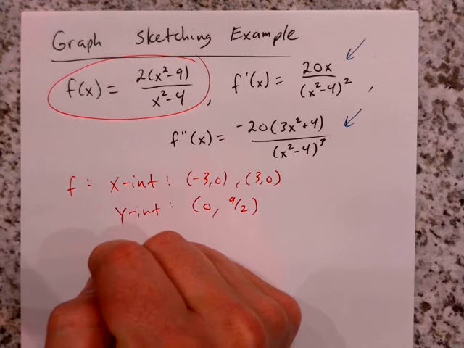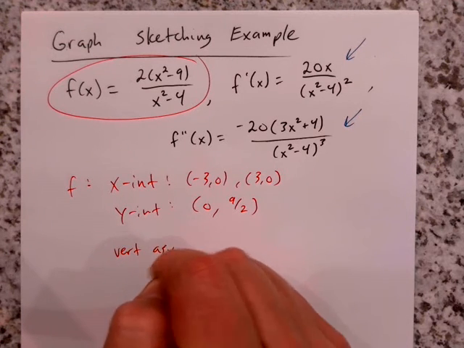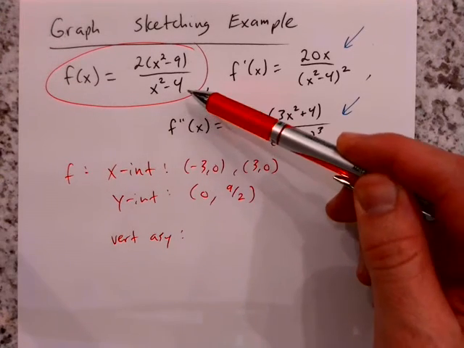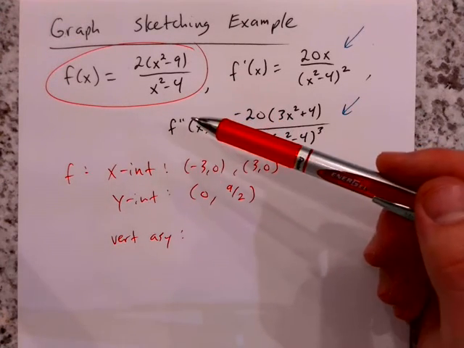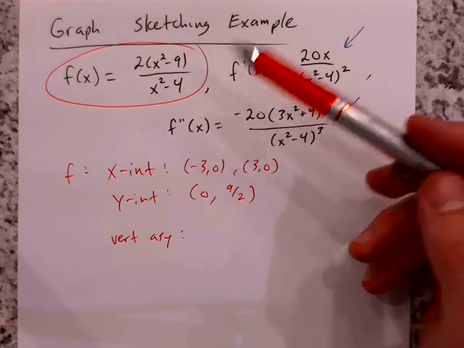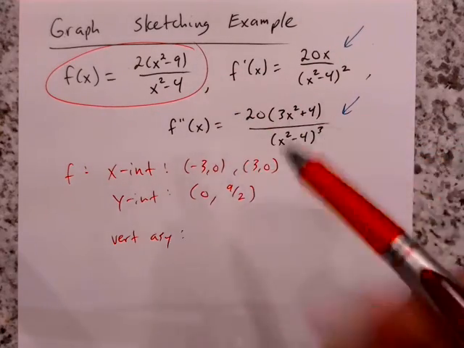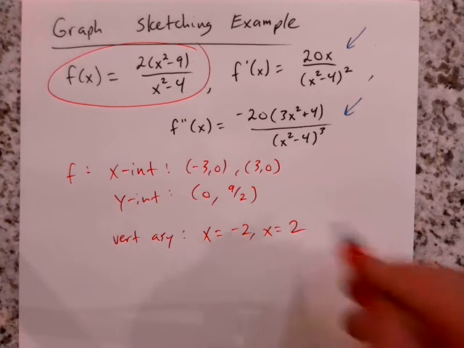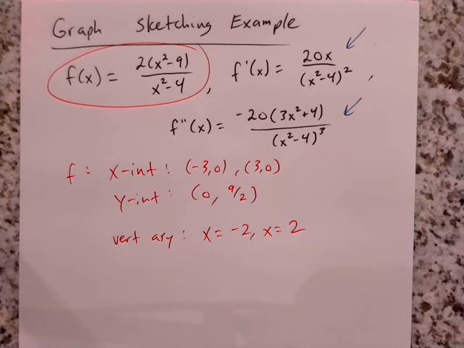Asymptotes. Vertical asymptotes occur when you divide a non-zero number by 0. Since this function is rational, we might have vertical asymptotes. For polynomials, you wouldn't have any. But here, if we plug in 2 or -2, we get a non-zero value over 0. So those are vertical asymptotes.